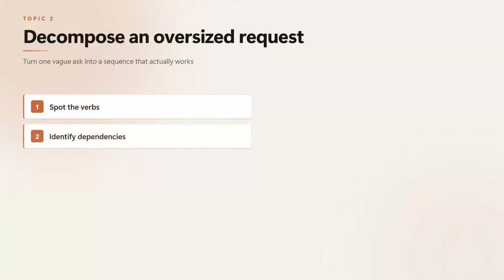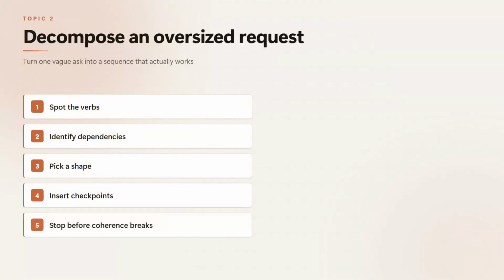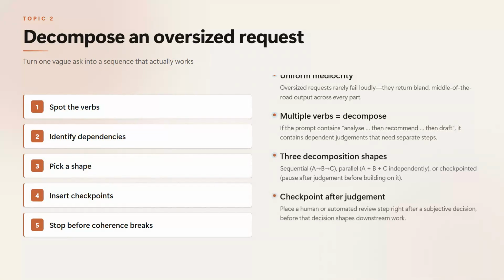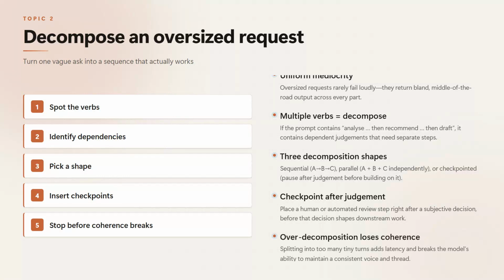An oversized request doesn't fail loudly, it returns something that looks complete but is shallow everywhere. The tell is uniform mediocrity. Every section is a paragraph of reasonable sounding generality. Task decomposition fixes this by breaking the work into smaller, verifiable pieces. The key question is not how to cut the task, but where judgment enters and whether you want to see it before the rest is built on top.